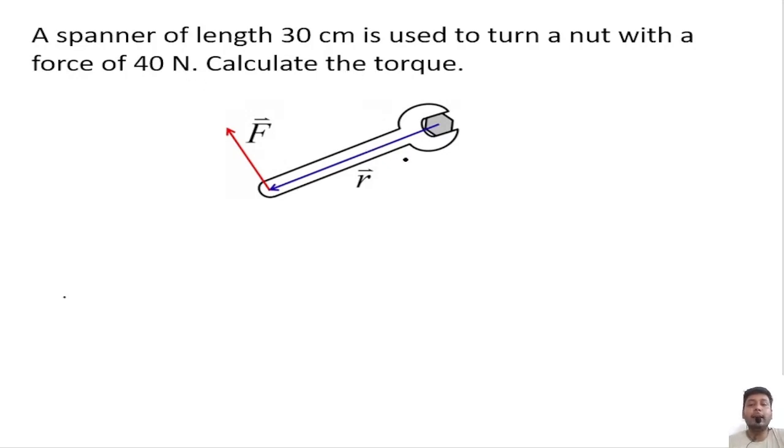First of all, let us identify where the pivot point is. If you see, the spanner is fixed at this point, the nut. Along it, it is rotating like this. So I can consider this as my pivot point.